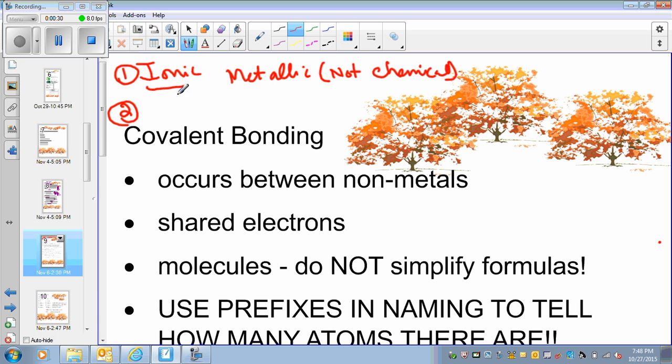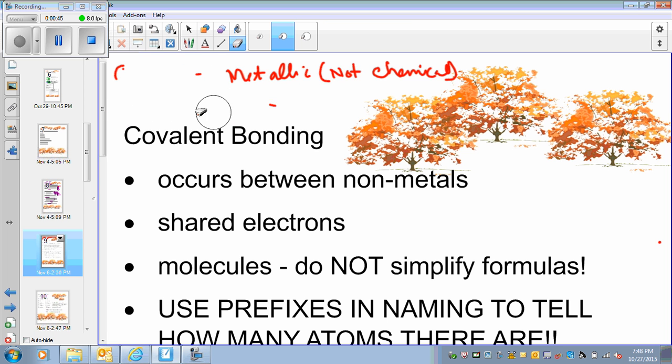Ionic bonds are formed between metals and nonmetals. Metals lose electrons, nonmetals gain electrons. So you have cations, we have anions. Whereas, speaking of covalent bonding, these bonds are found between two nonmetals. Okay, both elements got to be nonmetals.